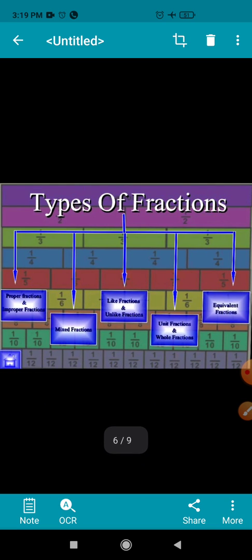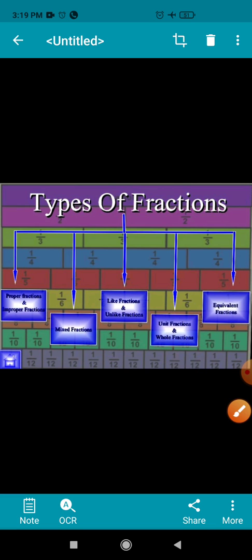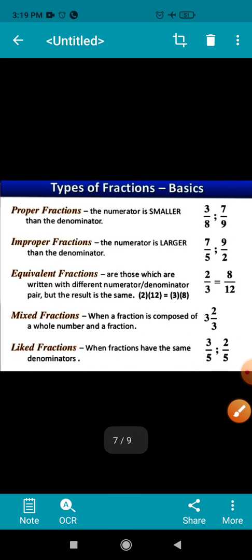Now let us see types of fraction. Children, there are different types of fraction: proper fractions and improper fractions, mixed fractions, like fractions and unlike fractions, unit fractions and whole fractions, and equivalent fractions. Now let us know about them in detail.